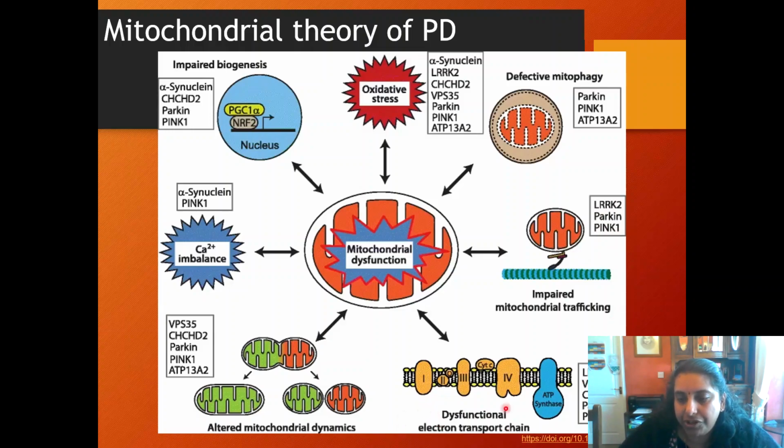The electron transport chain, which is in the mitochondria, that's where ATP is produced. A lot of these mutations might be involved in that. A lot of them might be involved in altered mitochondrial dynamics, and alpha-synuclein and PINK1 in calcium imbalance and impaired biogenesis. So that was the PGC1 alpha. That's important for creating more mitochondria, which is what biogenesis means in this context. And these genes might all be involved in that.